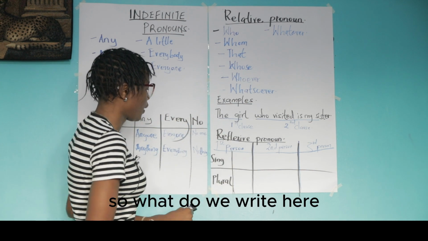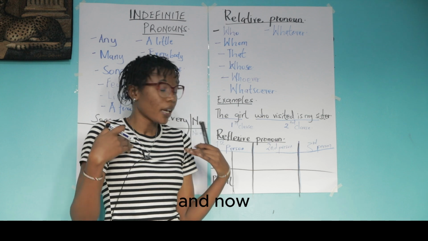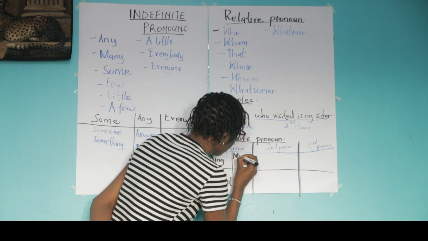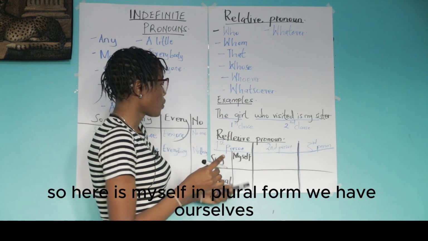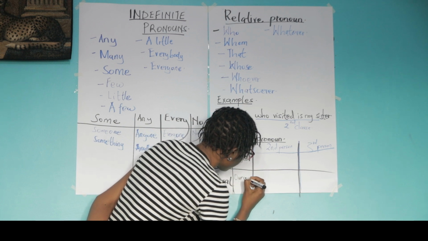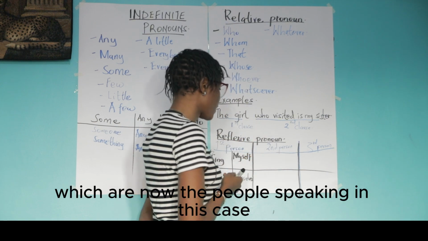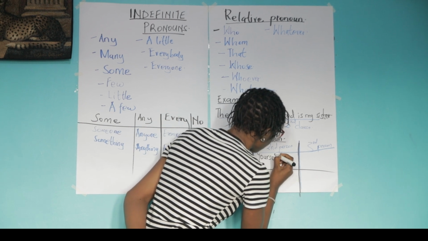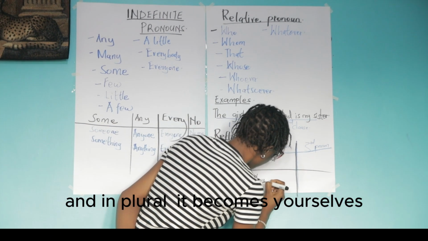So what do we write here? Under first person singular, we have I, the person who is speaking, which is me. And in reflexive pronoun, we have myself. Don't forget, these words are written as one word. In plural form, we have ourselves, which are the people speaking. In second person singular, we have yourself, and in plural, it becomes yourselves.